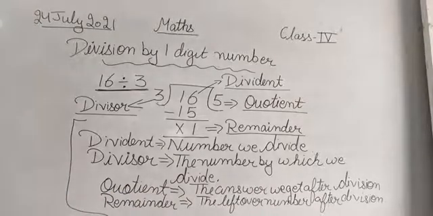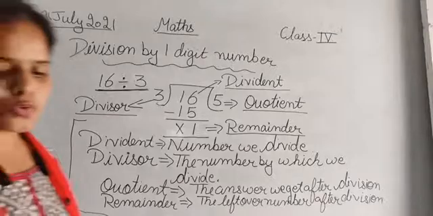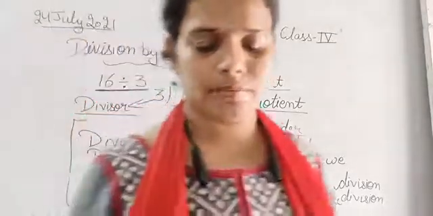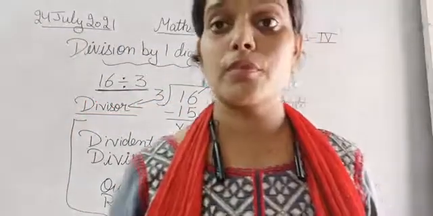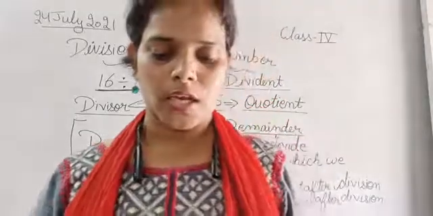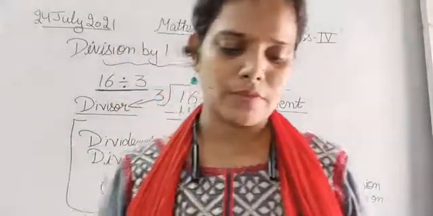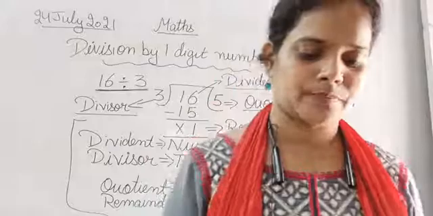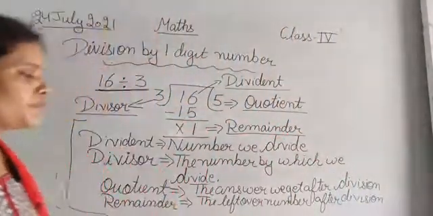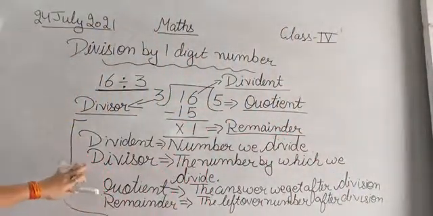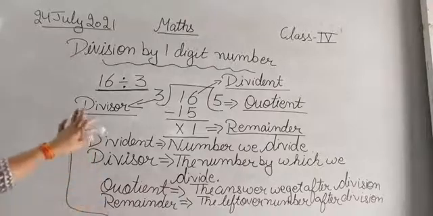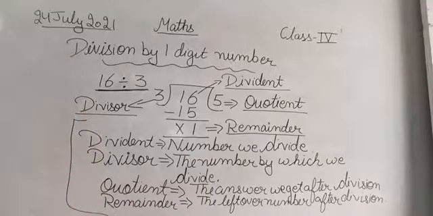Chaliye. Now we are moving to the next. These are the certain terms that you need to revise before starting with the division. Now these above 4 terms, that is dividend, divisor, quotient and remainder, are related to each other. How they are related to each other, let's see here.